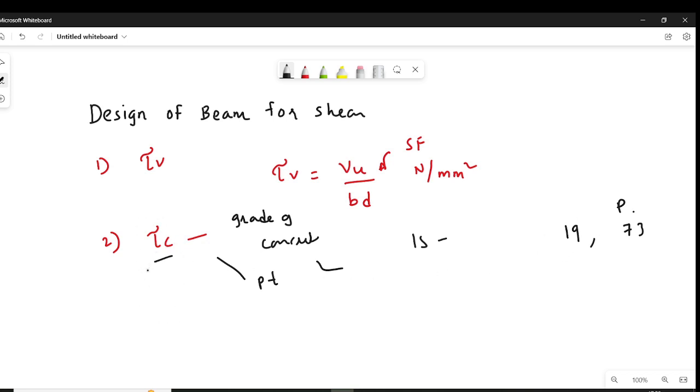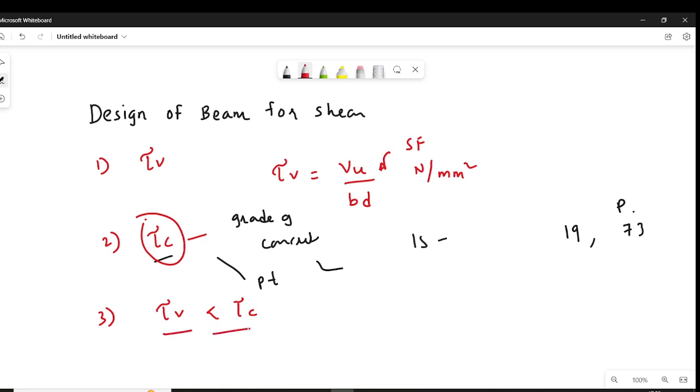After getting the value of tau v and tau c, what is the third step? The third step is to compare tau v and tau c. But first I will tell you what tau c is. Tau c is the shear strength of the concrete, or you can say the shear capacity of the concrete. In the third step, we have to compare tau v and tau c.